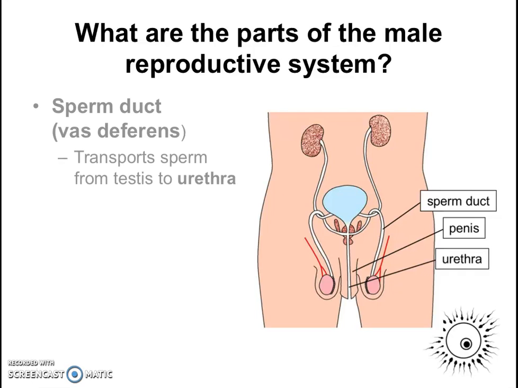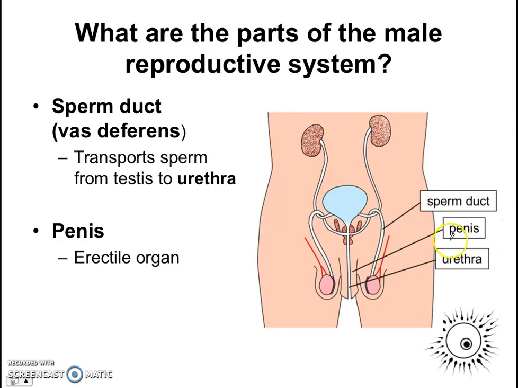Next we have the sperm duct, or the vas deferens, which is this structure here. The sperm is produced in the testis, stored in the epididymis, and then transported in the sperm duct from the testis to the urethra, which is this tube here. The urethra is where the sperm will move through to leave the body. And of course, the penis, who can forget the penis? It is an erectile organ that gets erect during sexual intercourse.